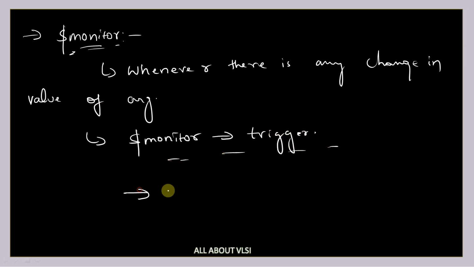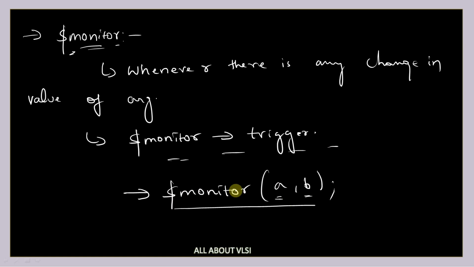For example, if we are having $monitor A comma B, then whenever there is any change in the value of A or whenever there is any change in the value of B, this particular $monitor will be executed or it is going to be triggered. That is the role of this $monitor. Whereas your $display, it is going to be executed only once.